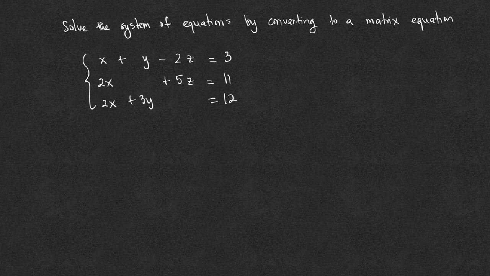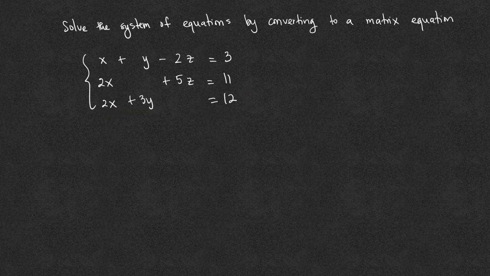Solve the system of equations by converting to a matrix equation. x plus y minus 2z equals 3. 2x plus 5z equals 11. 2x plus 3y equals 12.